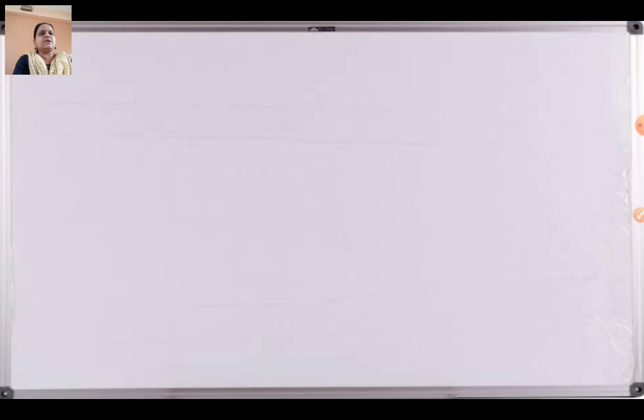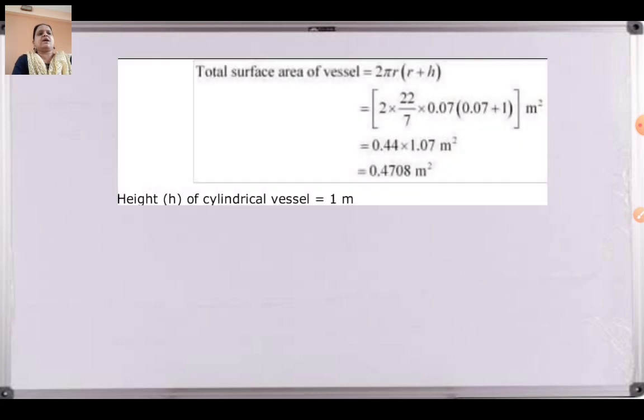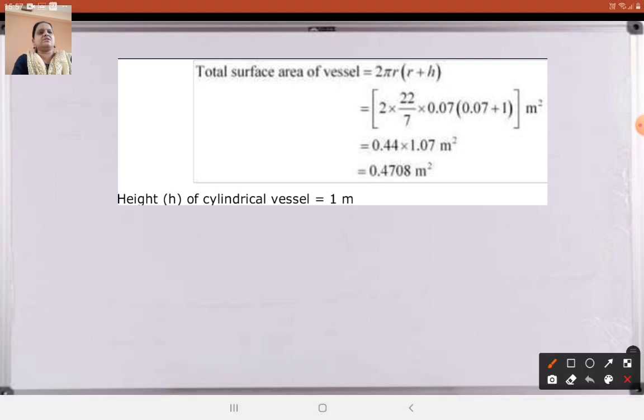Now see the next part. So now what we want to find? The total surface area. Look here, what is the formula for total surface area? 2 pi r in the bracket r plus h. Substitute the values. 2 into 22 by 7 into 0.07 in the bracket 0.07 plus 1. So first solve the bracket. 0.07 plus 1. So it will be what? It will become 1.07.